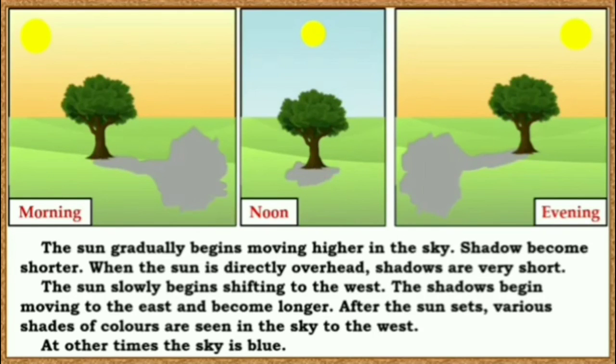Then the sun slowly begins shifting towards the west direction. It starts moving from the east, it moves to the center and then slowly it will start moving towards the west. As the sun shifts towards the west direction, the shadows begin moving to the east and the shadows become longer.